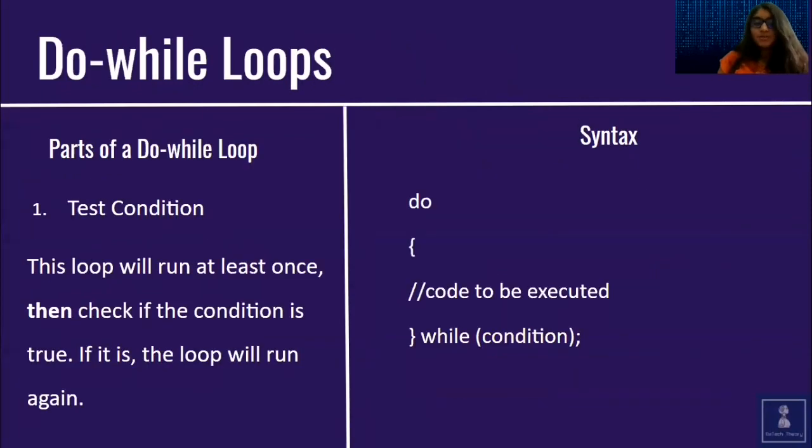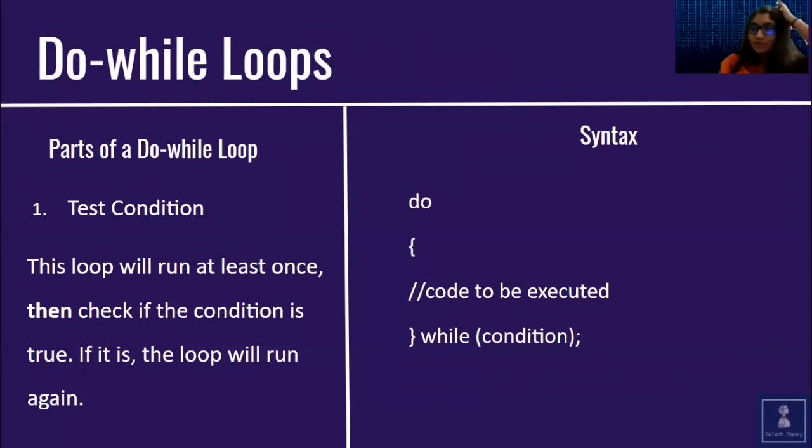All right, now we go on to the do-while loop. The do-while loop is a variant of the while loop, wherein this loop will run at least one time, then check if the condition is true. If the condition is true, the loop will run again. Like the while loop, it will only run if the condition is true, but the difference is that it will check for the condition after it has completed one iteration.